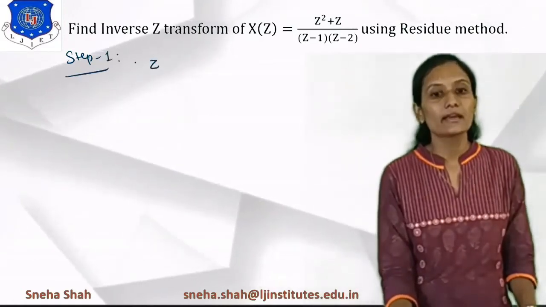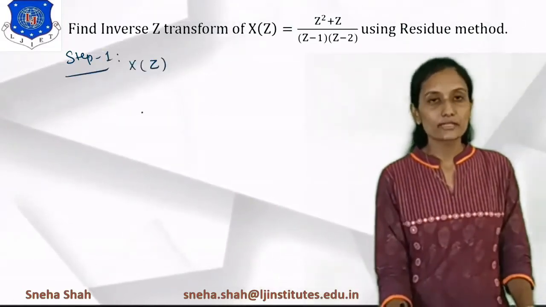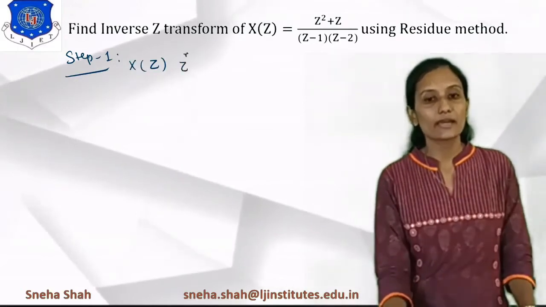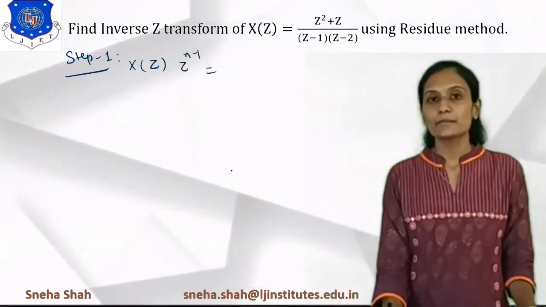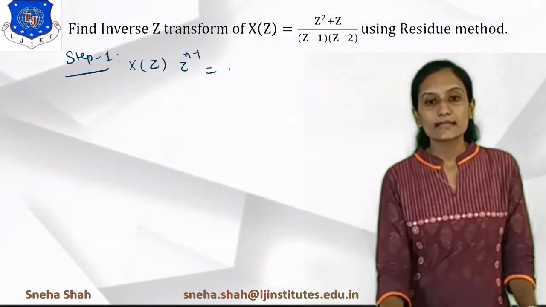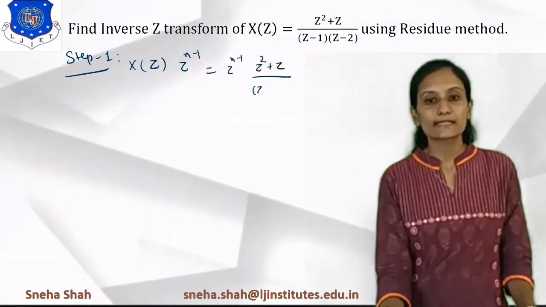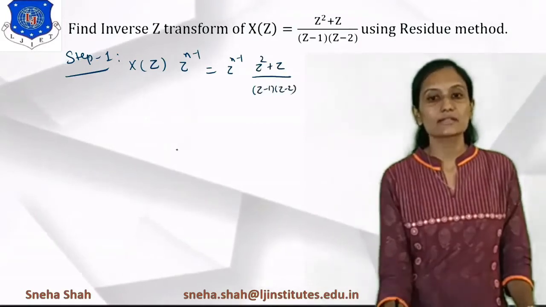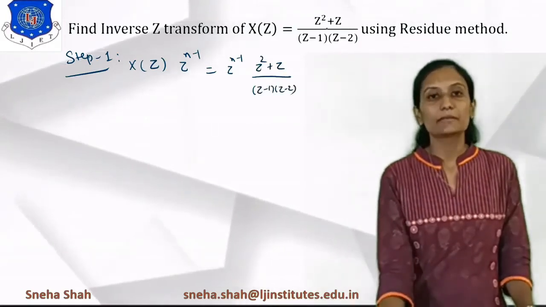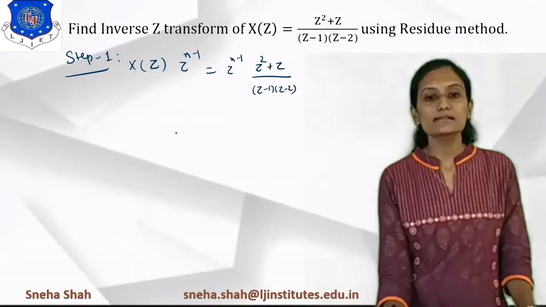We are multiplying the original term X(z) with z raised to n minus 1. So what will be the term? It will be considered as z raised to n minus 1 into (z square plus z) upon (z minus 1)(z minus 2), right? Because this term will multiply with z raised to n minus 1.